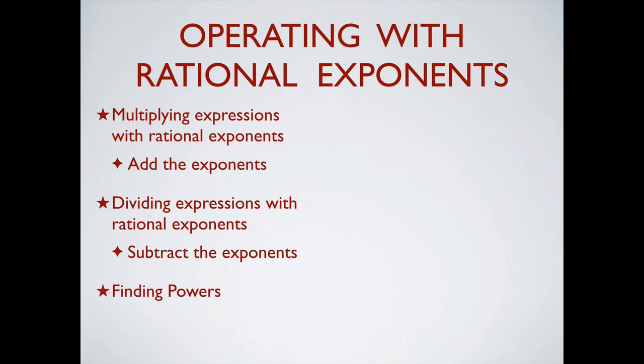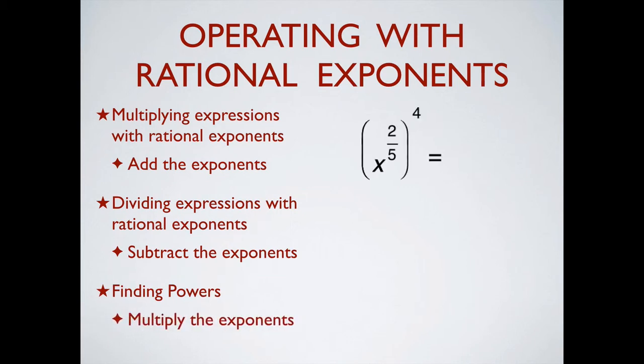What about if I find powers? Remember, when we take powers, and we've actually been doing that when we first defined what an expression containing rational exponents is, we multiply the exponents. So if I have x to the 2/5 to the 4th power, that means I multiply those two exponents, 4 times 2/5, to get x to the 8/5.